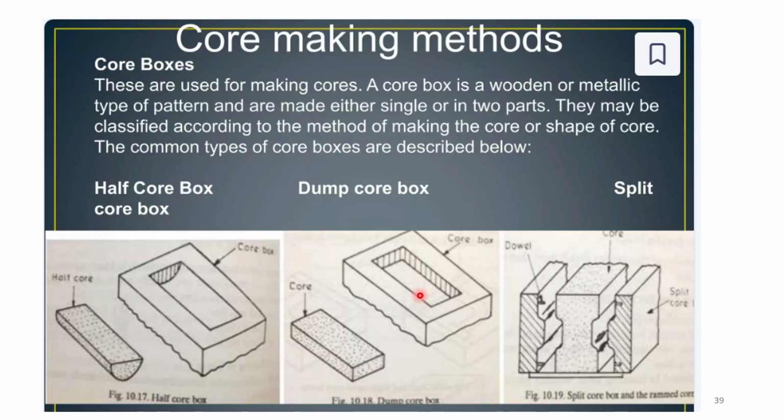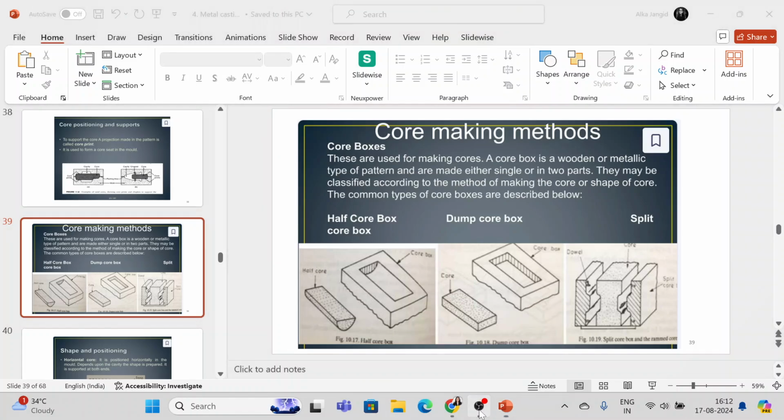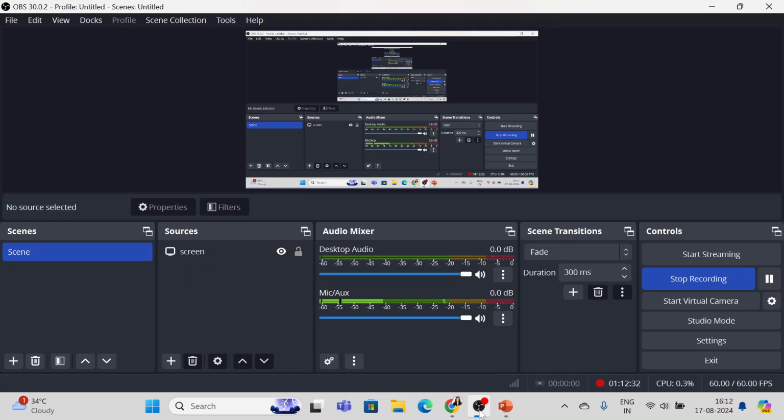Next you have dump core box. In this you can make cuboid type shapes of cores. Then you have split core box. In this type you can make an entire circular or cylindrical type of core, in the case of split cores.